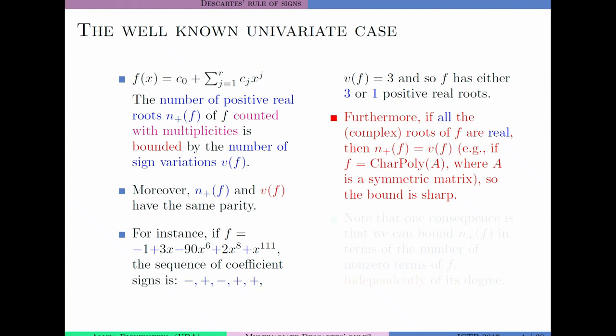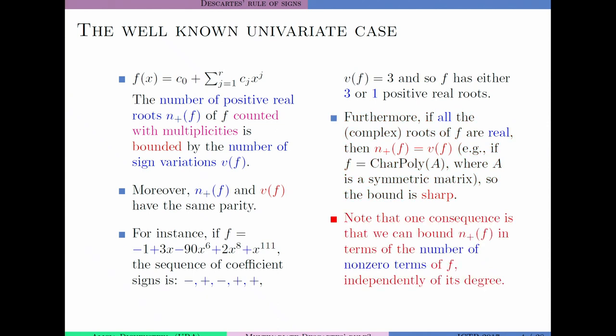But if you want to count the number of negative roots, what do you do? Well, you can count positive and zero and subtract. But no, you cannot subtract because you don't know how many real roots there are. How do you count negative? You put f of minus x and count positive. So the odd exponents will change the sign of the coefficient.